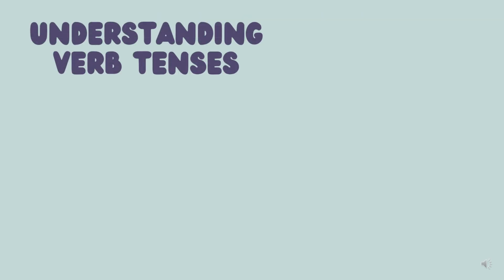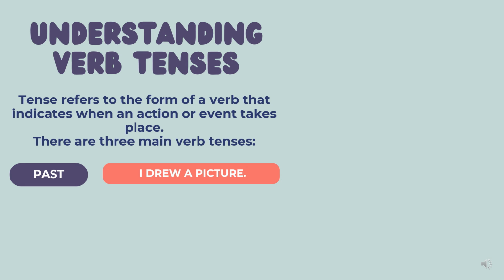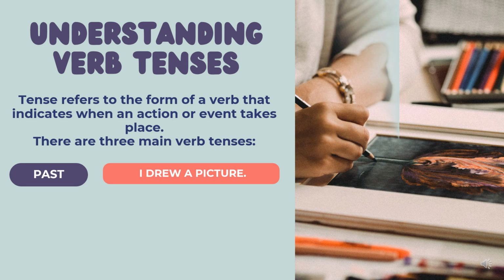Now, let's see this in action. Here is the English timeline made clear. Past, I drew a picture. This action is complete. It's locked in time, before now. The verb itself changes from draw to drew.